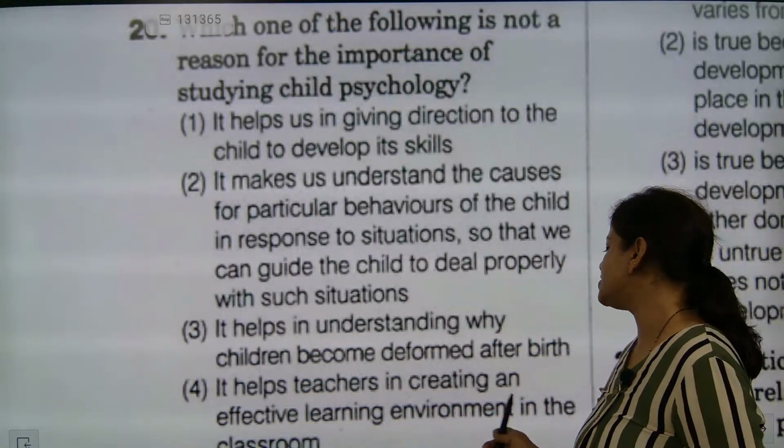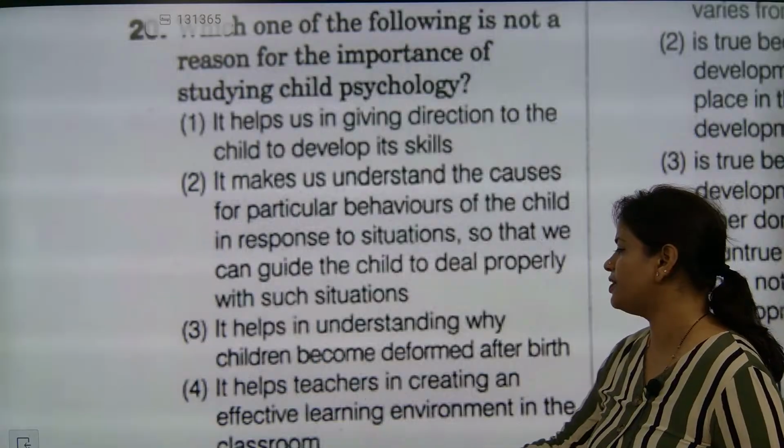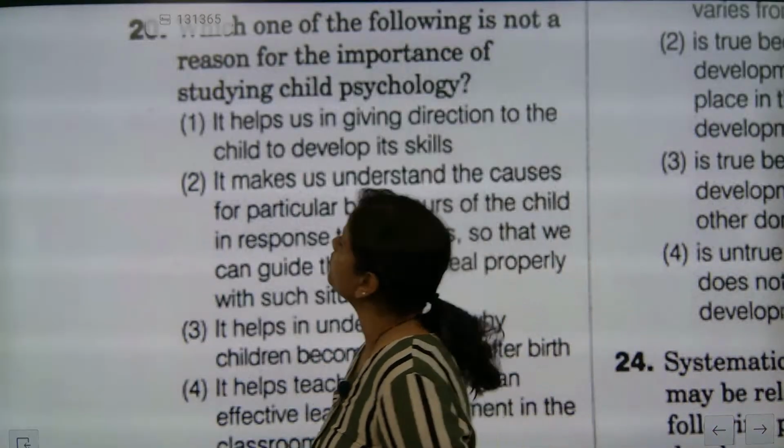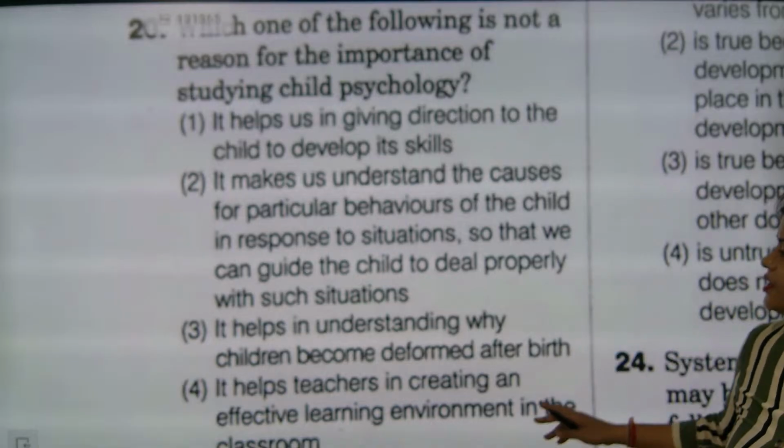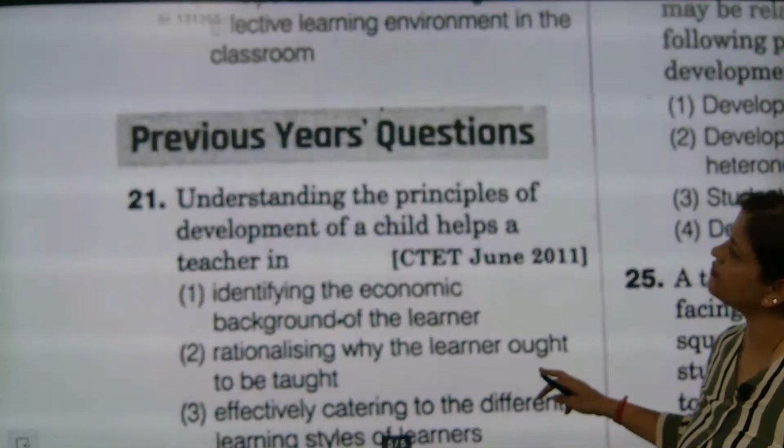Understood. It helps teacher in creating an effective learning environment in the classroom. All these are a part of the learning process, but that is not a part. Deformation is not in the case of learning, because outer structure only we can develop.